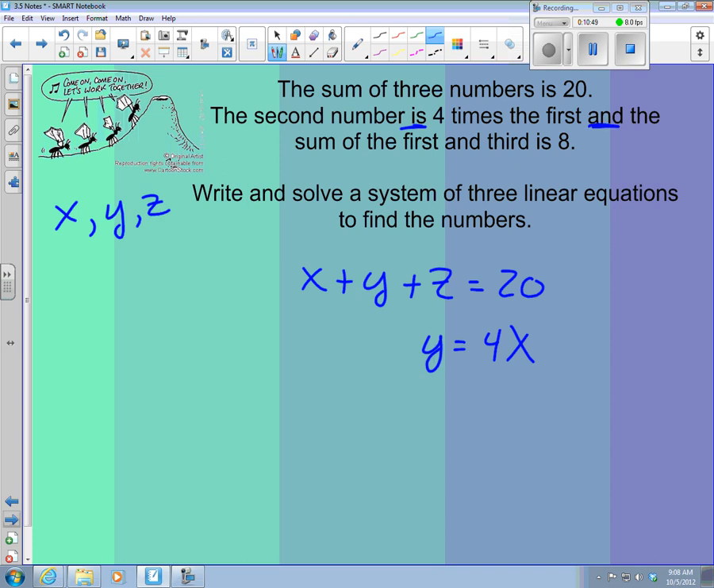And here's the other equation now. The sum of the first and third is 8. Sum of the first and third. So the first number is x, the third number is z, and that equals 8.